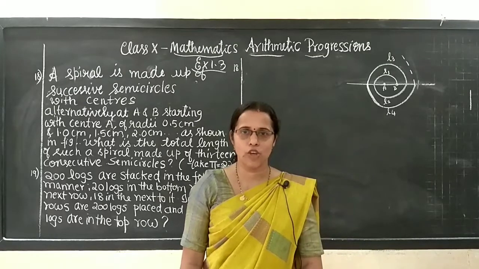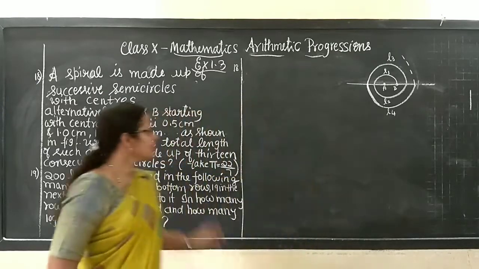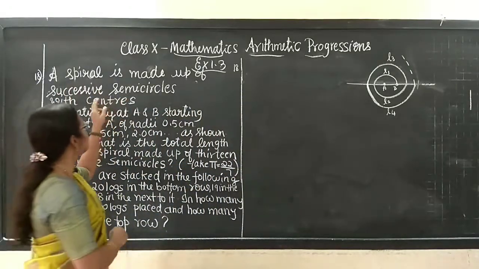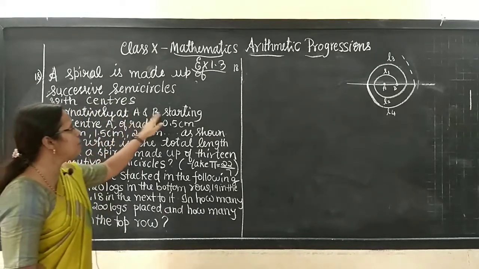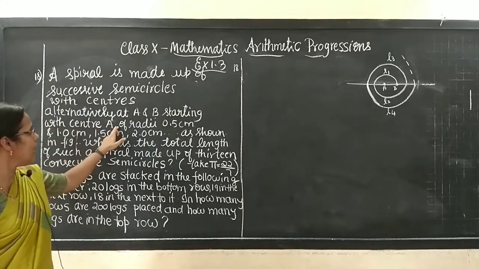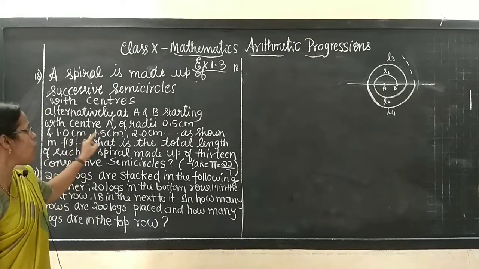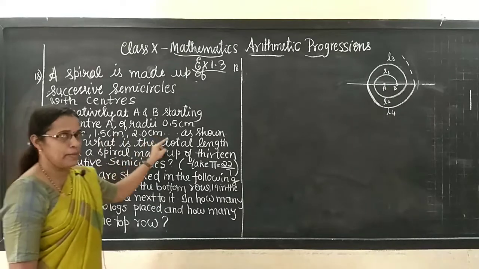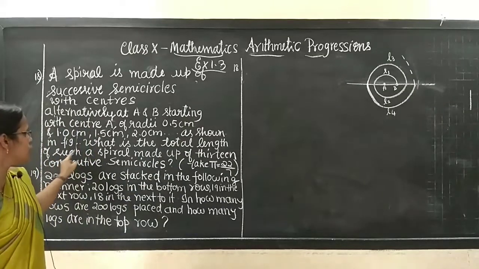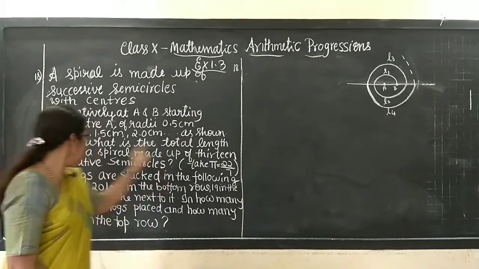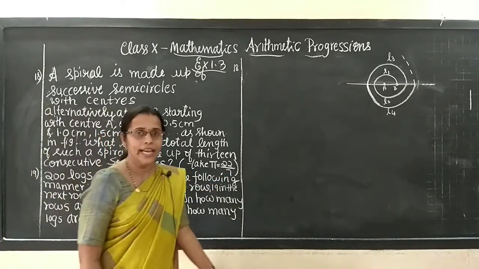Now in today's class, let us solve some more problems of exercise number 1.3. A spiral is made up of successive semicircles with the centers alternately at A and B, starting with center A, of radii 0.5 cm, 1 cm, 1.5 cm, 2 cm as shown in the figure. What is the total length of such a spiral made up of 30 consecutive semicircles? Take the value of pi as 22 by 7.